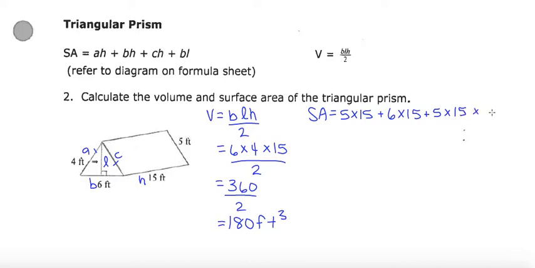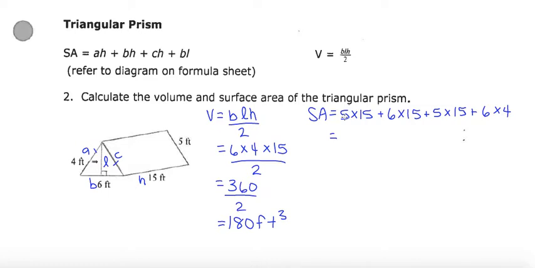Our base is 6 times our length, which is, this should be an addition sign right there, and then 6 times our length, which is 4. So the first 3 are the sides of our triangles times the height of our prism, and then the last one is just the height and the base of our triangle. So now we need to calculate these.